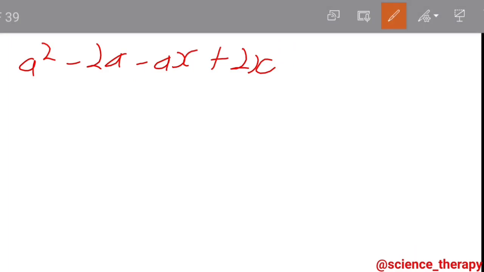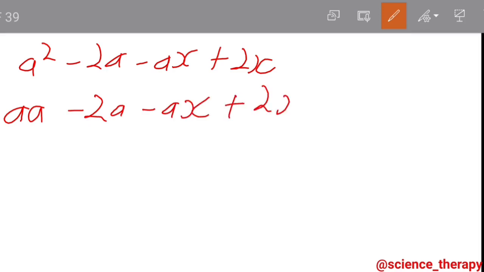Let's say this time we're given a squared minus 2a minus ax plus 2x. So let's break down a squared and have it as aa. Then this is minus 2a, and then minus ax plus 2x. Now let's look at our common factors. So in green, let's check our common factors. We have a in the first term, but also in the second term we have a. So the common factor between the first and the second term is a.